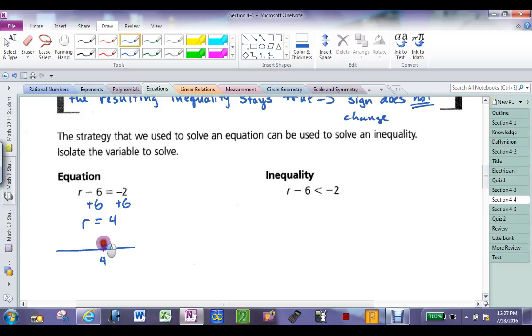I'll color it in on the number line because it's included, yeah. Yeah, I need that. All right.